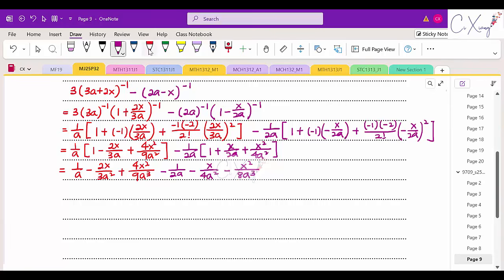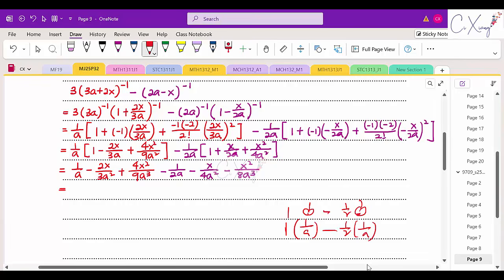Alright, then after that, how to simplify that? Okay, so you take 1 over a means 1. You assume that 1 multiplied with 1 over a is like an apple. Okay, so you're having 1 apple. Then negative 1 over 2a, you can treat it as half multiplied with 1 over a. So it's like you're having half apple. Okay, then you're having 1 apple minus half apple. So what do you get? You're having half apple, right? So the first term that you get here will be half, 1 over 2a.